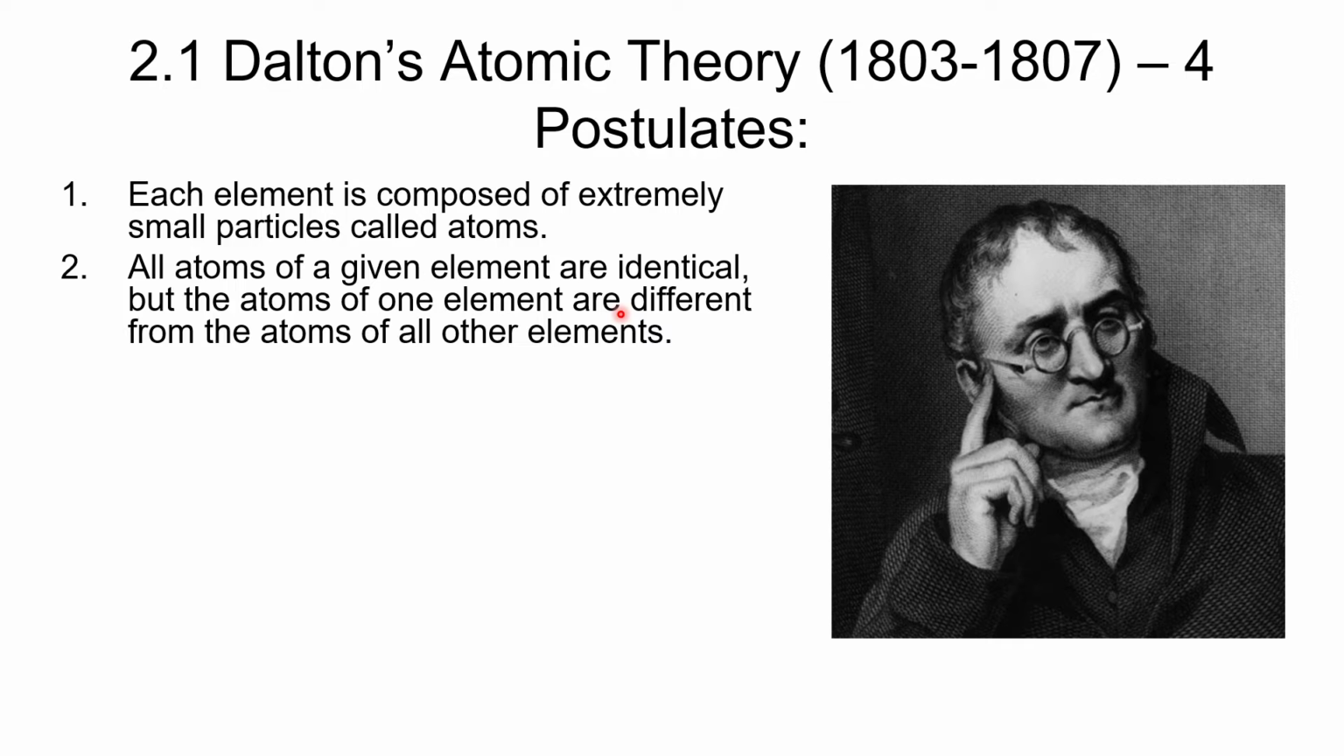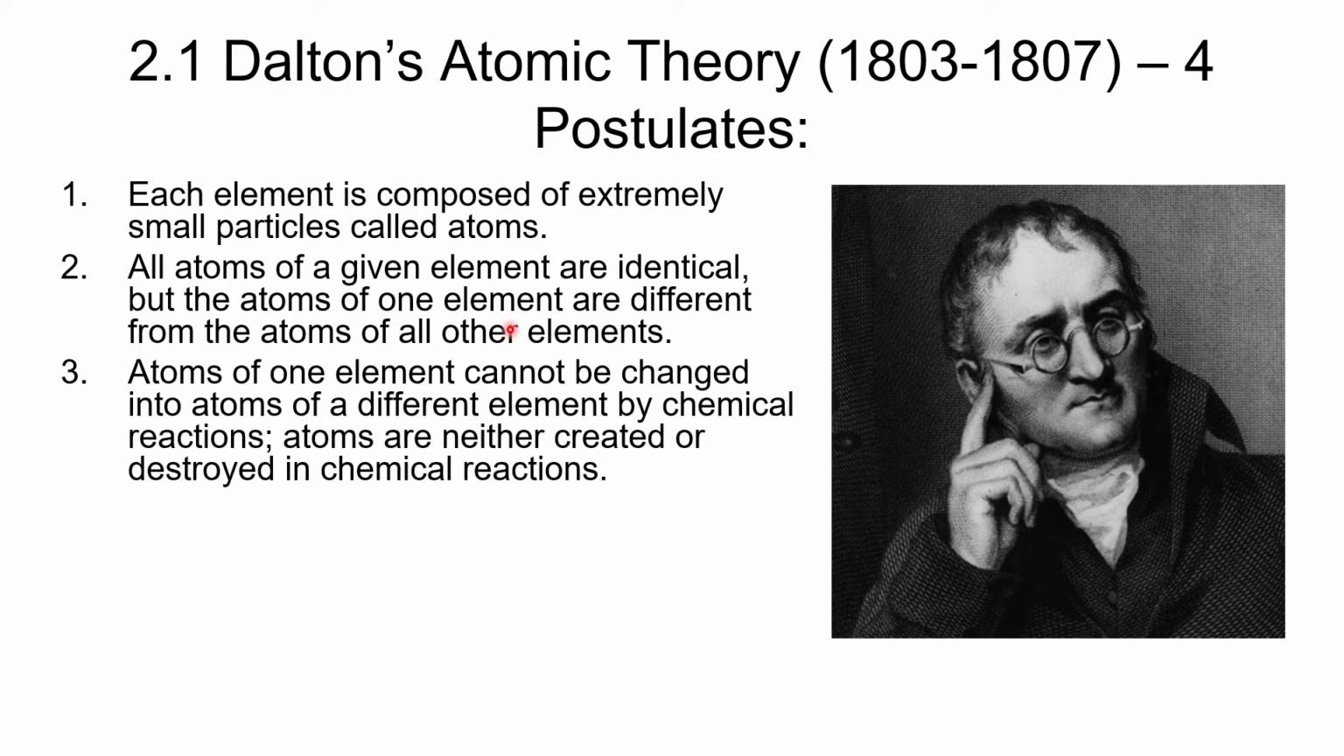All right, but the atoms of one element are different from the atoms of all other elements, meaning that all carbon atoms are different than all oxygen atoms. All right, we will find that that's not quite true. We know now that all carbon atoms are definitely different than all oxygen atoms, but we will find that it is possible to have different isotopes of the same element, meaning that they have different numbers of neutrons. But again, he didn't know about neutrons, so we can't blame him for that.